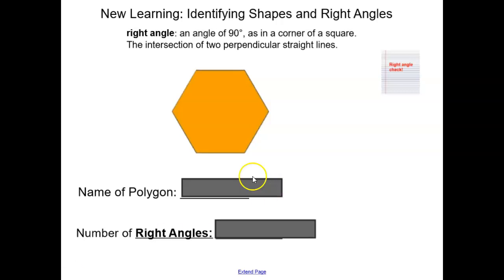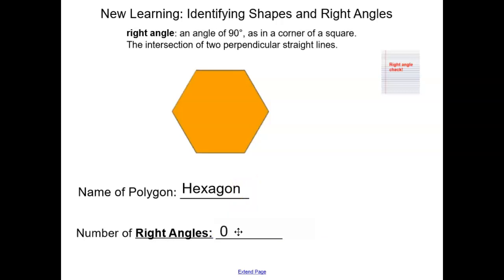Excellent work. This polygon is a hexagon. Give yourselves a pat on the back for figuring that out because it has 6 sides. How many right angles did this hexagon have? Not even one. It has 0 right angles. There are no places where 2 perpendicular straight lines come together to form a perfect corner like the corner of a square.